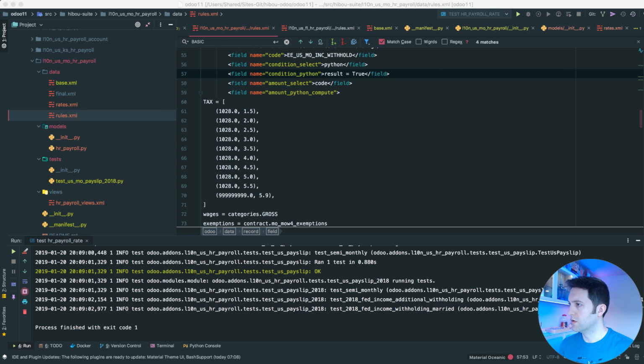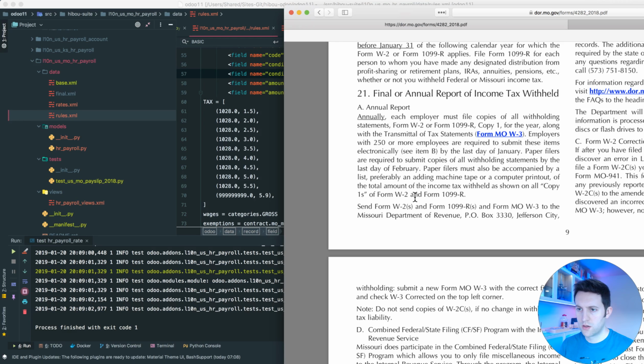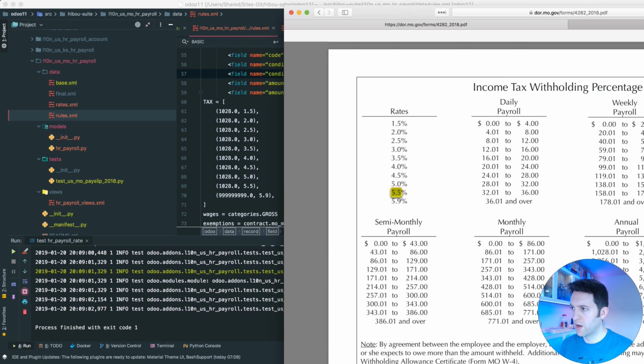What are we trying to achieve here? And let's compare it with last year's. Interesting. Well, here's our 2018 one. Let's try to see if we can find this 5.5, say. Okay, here we go. Income withholding percentage tax.